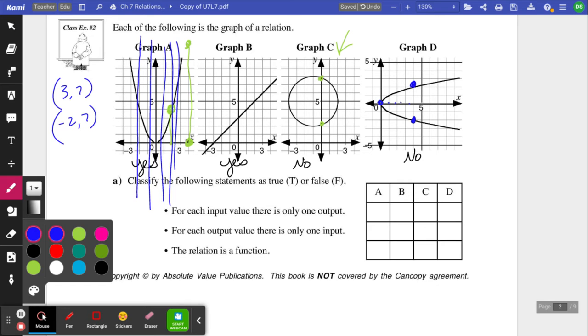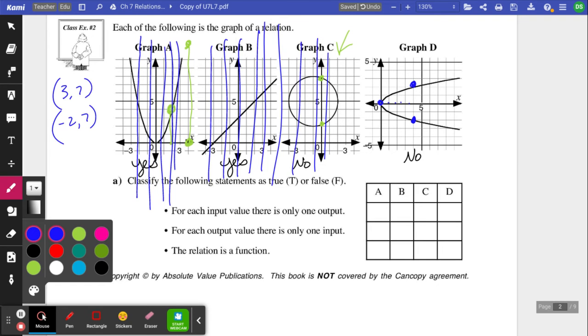Only one. Okay, so graph B, no matter where you draw your vertical line, no matter what x value you put in, you only get one y value. That's a function. But look at C. Nope. Not a function. That's called the vertical line test. And the vertical line test states, if you draw a vertical line and it touches the graph in more than one spot, it is not a function.